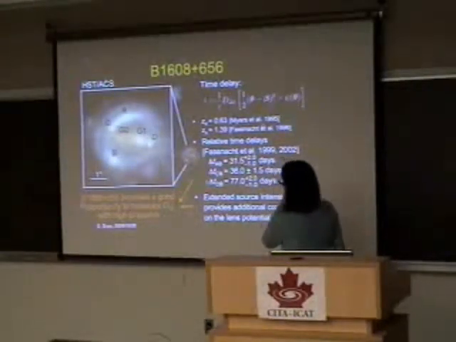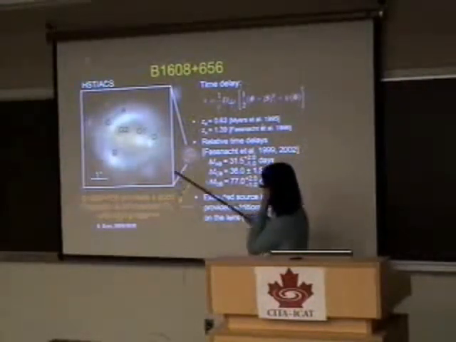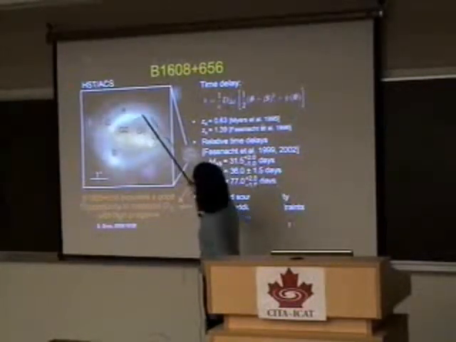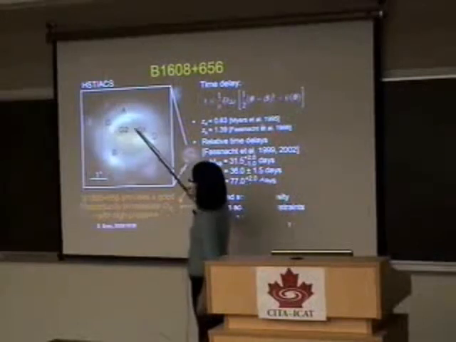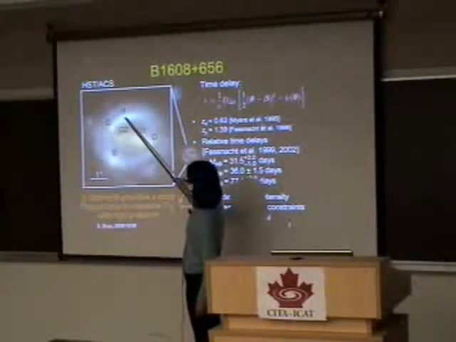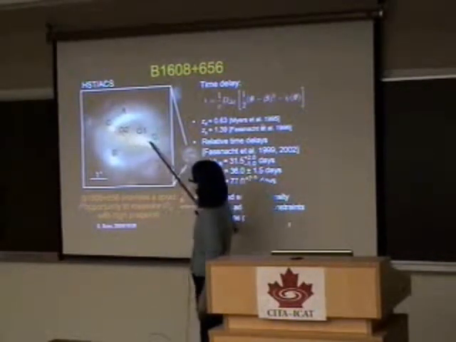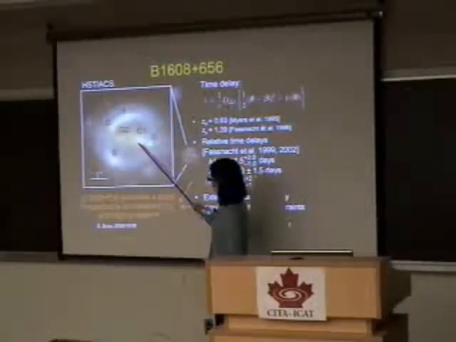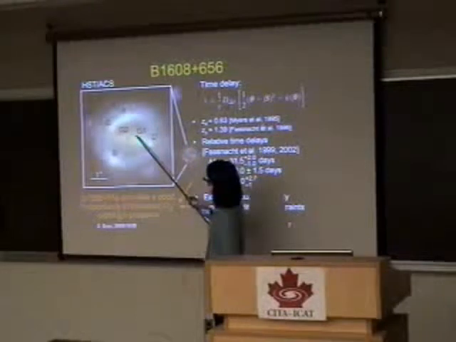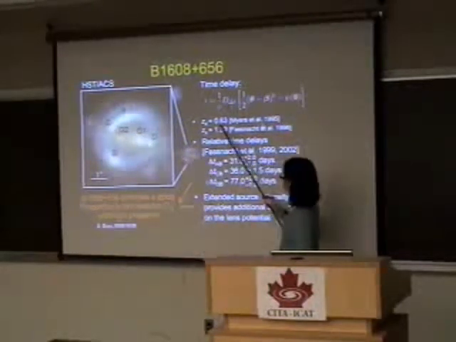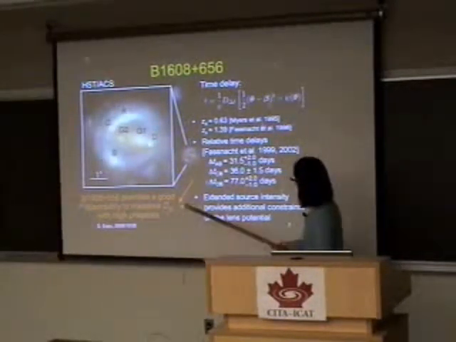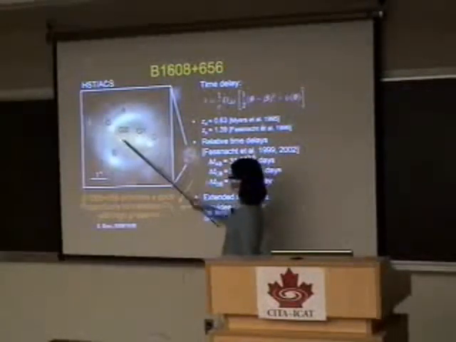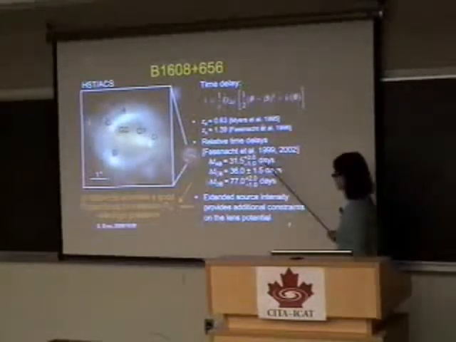1608 is such a time delay lens. Here is the image, an HST observation. The background source is lensed into images A, B, C, and D at this redshift 1.39 by two interacting galaxies, G1 and G2, at the redshift of 0.62. The relative time delays between the four images have been accurately measured with errors of only a few percent.